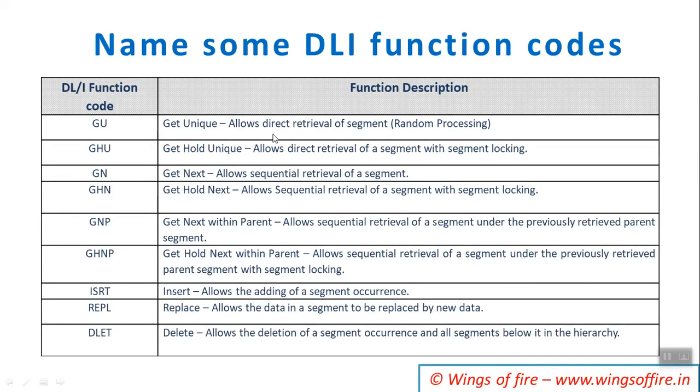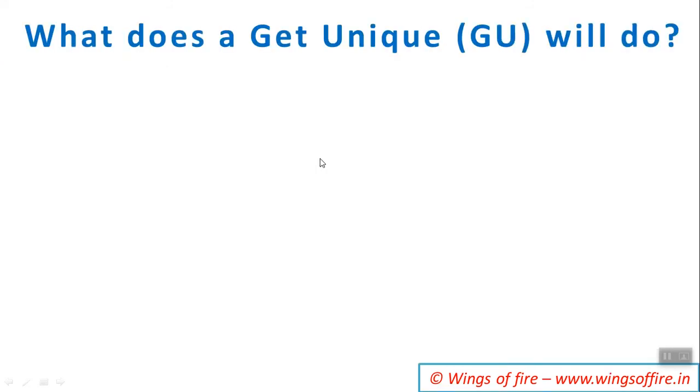So name some DLA function codes. GU stands for get unique, GHU get hold unique, GN get next, GHN get hold next, GNP get next within parent, and then insert, replace, delete. GU is a random read, and GN is a sequential read. GNP is a sequential read of all child occurrences under an established parent. Insert is either inserting a root occurrence or a child occurrence. Replace is going to replace the held segment occurrence, and delete is also going to delete the held segment occurrence. We'll be seeing them one by one in detail.